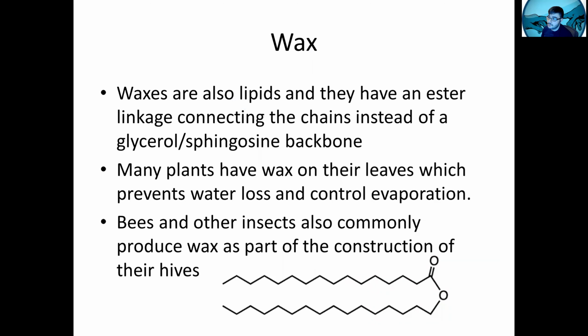Another type of lipid that certain animals have in their bodies is called wax. Wax are also lipids, and they have an ester linkage connecting the chains instead of a glycerol or sphingosine backbone. Many plants have wax on their leaves, which prevents water loss and controls evaporation, just so the leaves don't dry out or absorb too much water. Bees and other insects also commonly produce wax. That's why it's called beeswax.